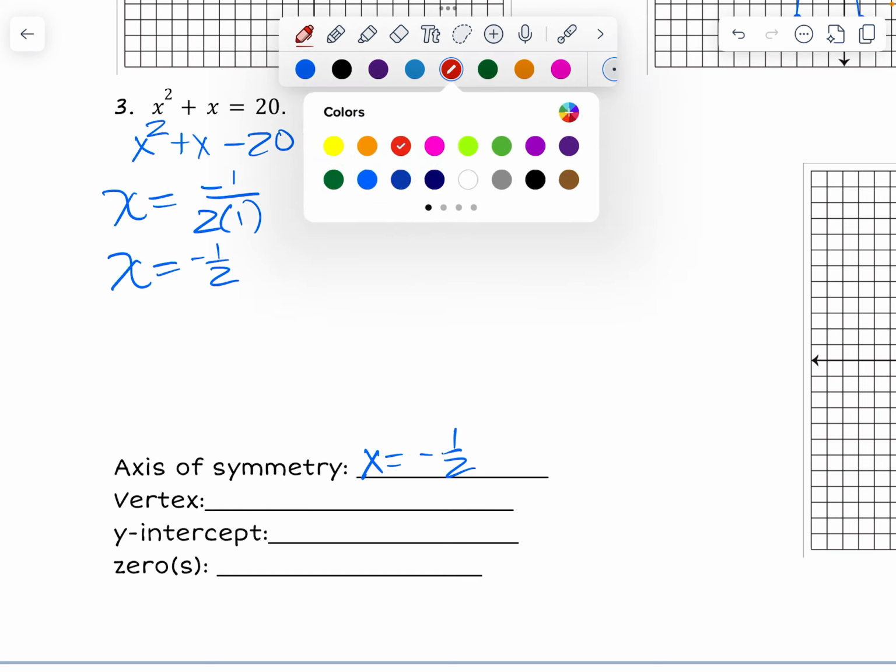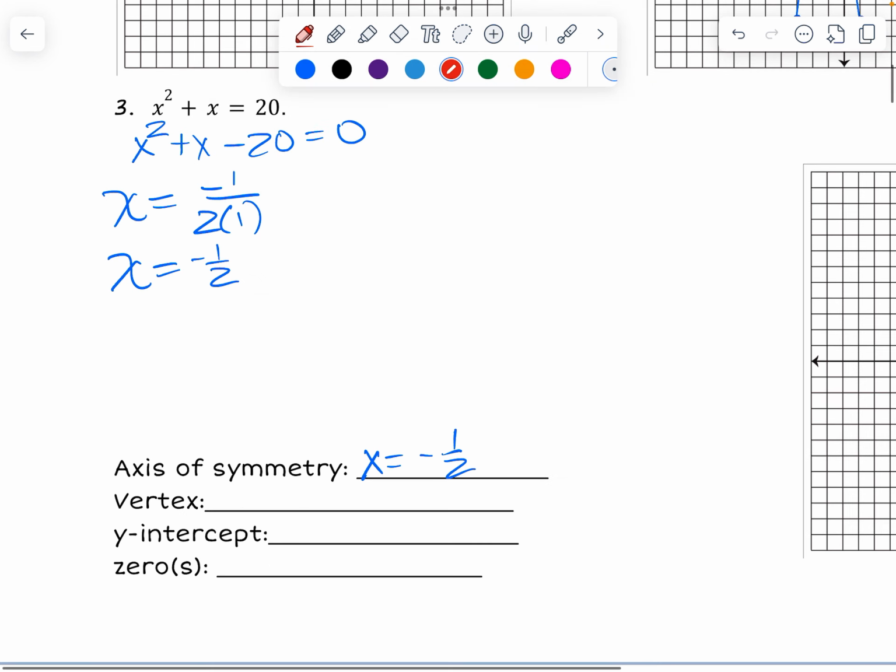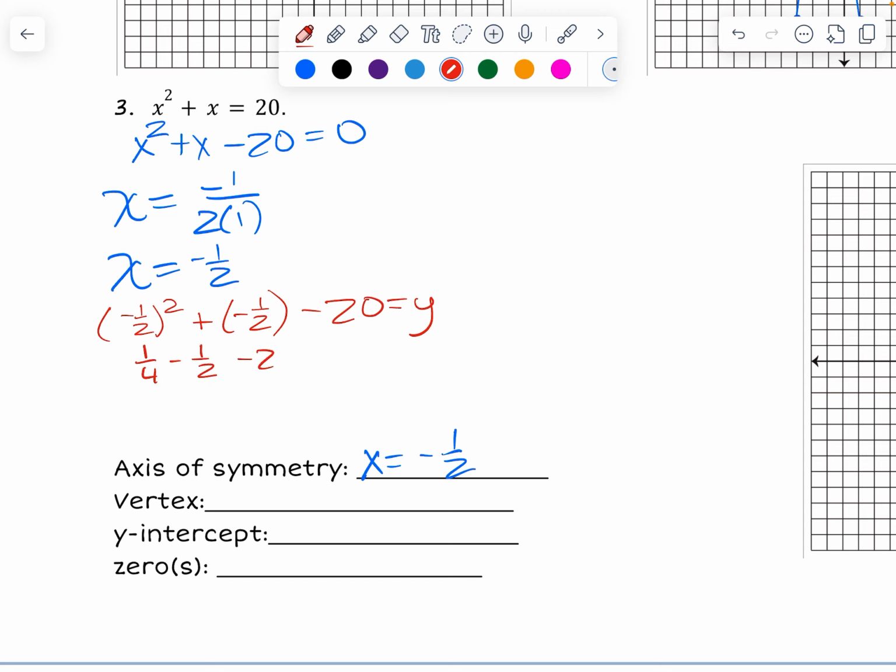So then I'm going to plug it in. Plug it in and get negative 1/2 squared plus negative 1/2 minus 20 is equal to the y. So I'm going to get 1/4 minus 1/2 minus 20 equals y. So 1/4 plus 2/4 minus 80 over 4 equals y. So that is going to give me, I'm going to come over here, sorry about that.